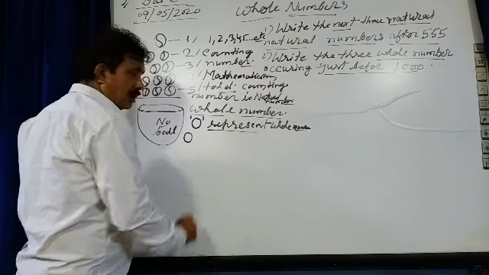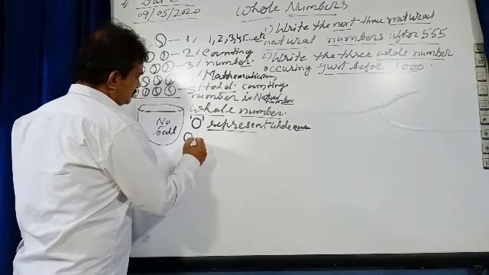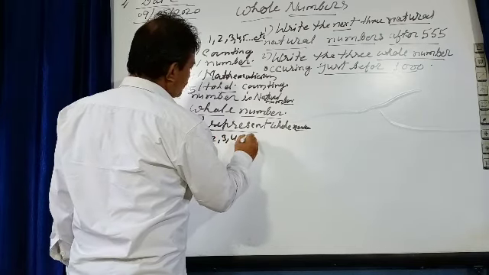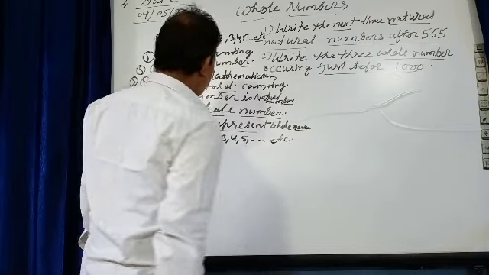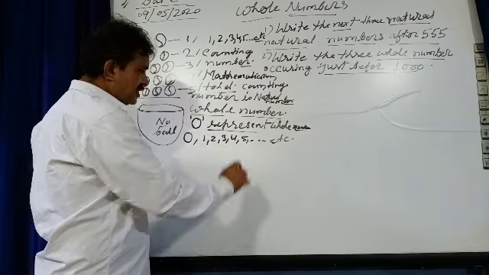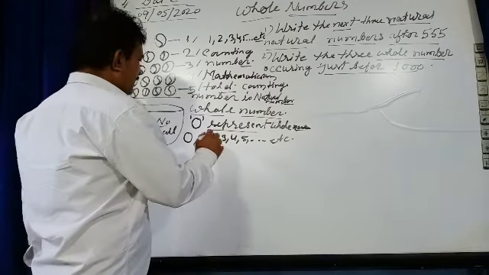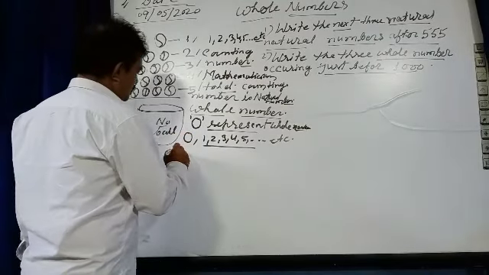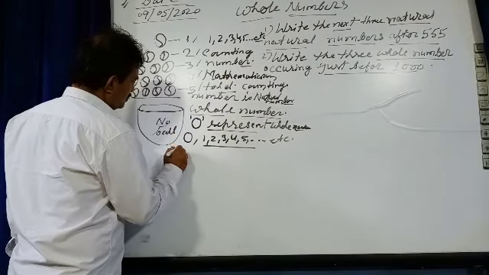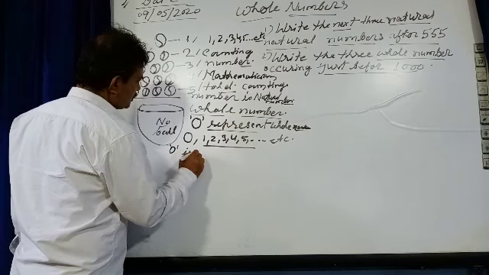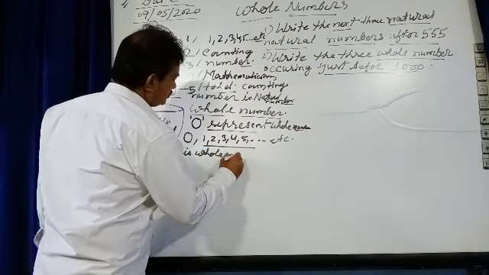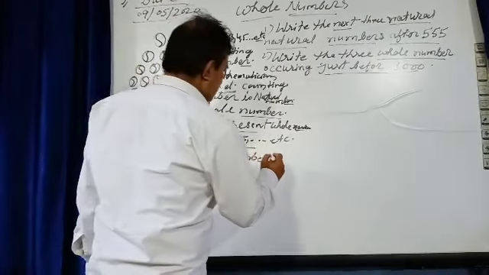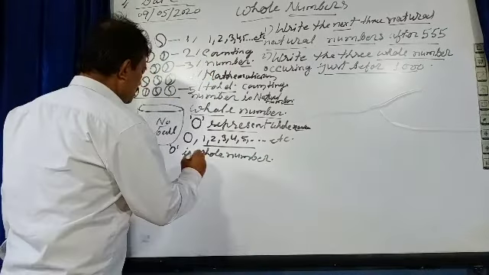Including zero, all natural numbers are whole numbers: 0, 1, 2, 3, 4, 5, and so on. This collection of all numbers is called whole numbers. Zero is a whole number, not a natural number.